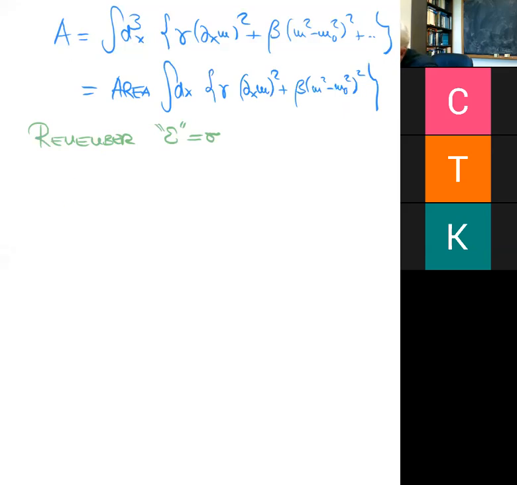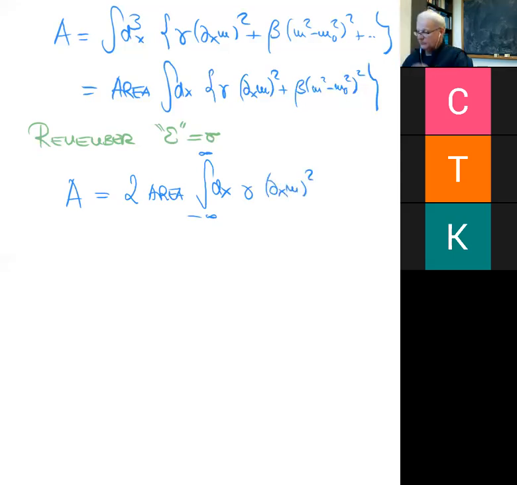So this means that the total free energy is just twice the area times an integral over x, from minus infinity to plus infinity, of gamma times this. Okay. And in this integral, what was m? So m was m naught times some kind of hyperbolic tangent of beta over 2 alpha times x, okay?